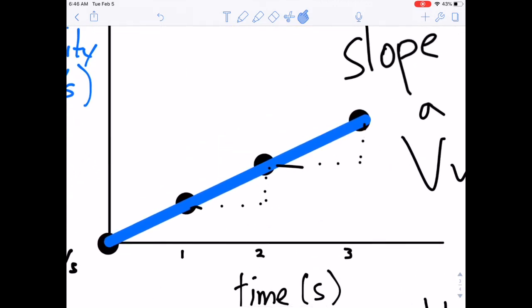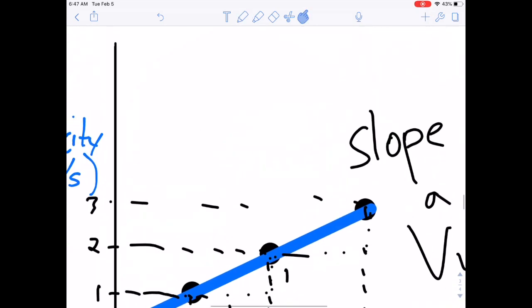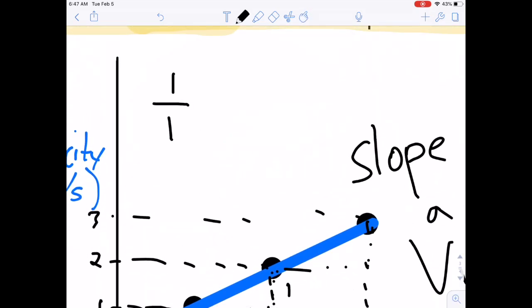One last thing, if you wanted to calculate the acceleration, let's add some numbers on our axes. 1, 2, 3. All right, let's say that at 1 second, the animal is going 1 meter per second. At 2 seconds, the animal is going 2 meters per second. At 3 seconds, the animal is going 3 meters per second. The slope of this graph, the rise is 1, the run is 1. The slope would be 1 divided by 1, and 1 divided by 1 is 1. So our slope equals 1. So our acceleration equals 1.